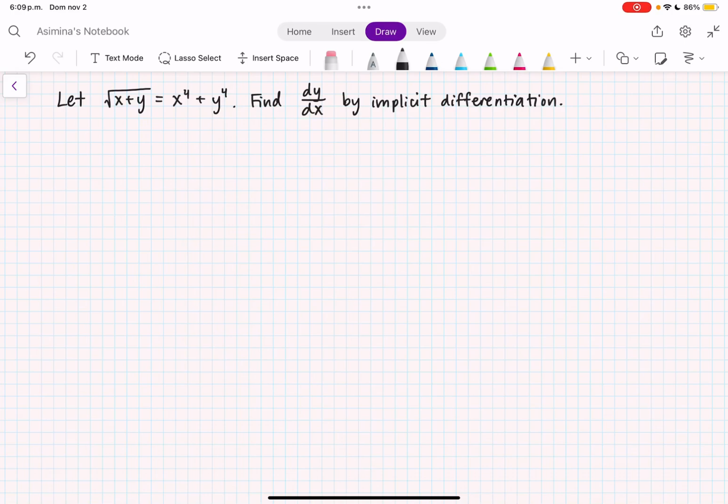In this video, we are going to do an implicit differentiation problem. Let the square root of x plus y equal x to the fourth plus y to the fourth. Find dy/dx by implicit differentiation.